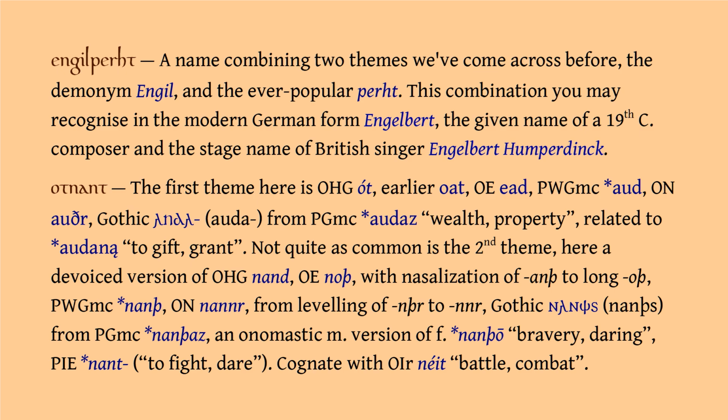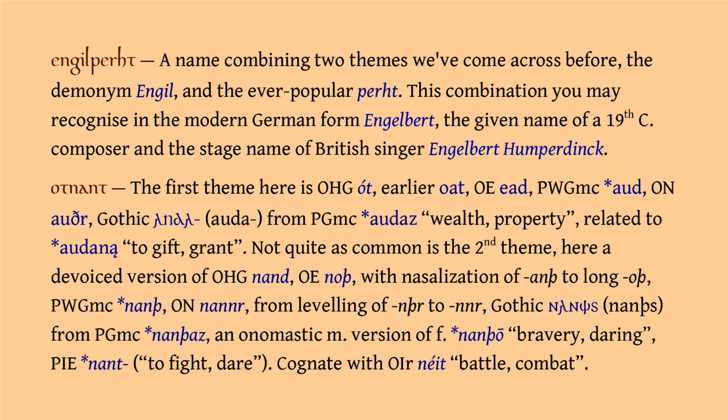Engelperkt, a name combining two themes we've come across before, the demonym Engel and the ever-popular Perkt. This combination you may recognize in the modern German form Engelbert, the given name of a 19th century composer, and the stage name of British singer Engelbert Humperdinck.